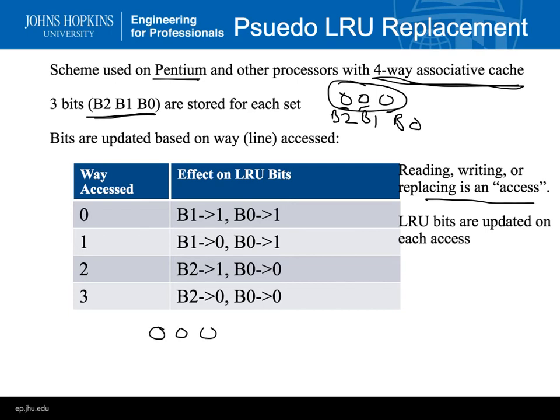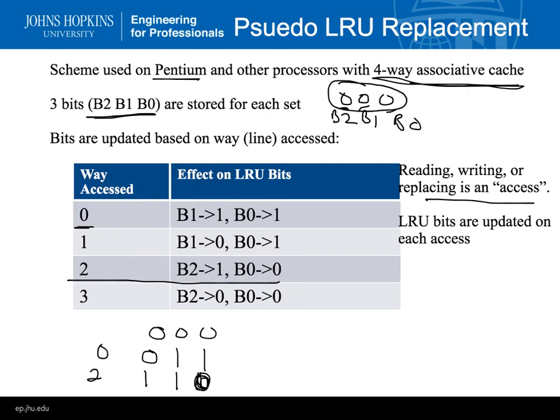If you get a hit on way 0, you're going to change bit 0 to 1, bit 1 to 1, and this one will stay. If the next time you access that set, you access way 2, you're going to change bit 2 to 1. Bit 1 will stay the way it was, and bit 0 will go to 0. So these numbers are constantly flipping based on what was most recently accessed.